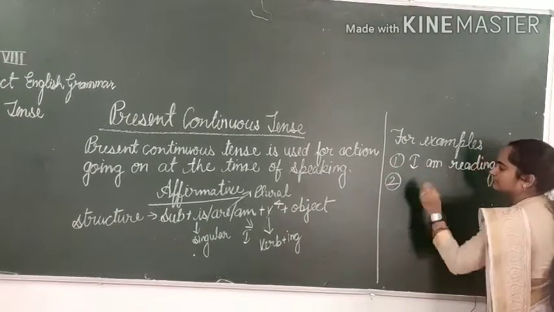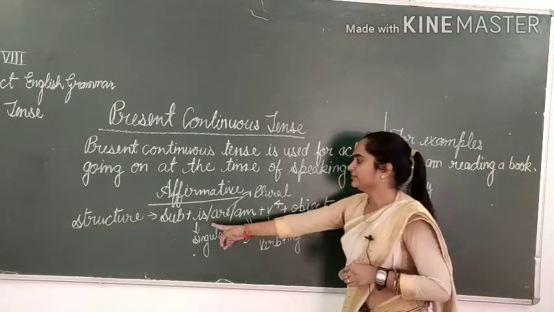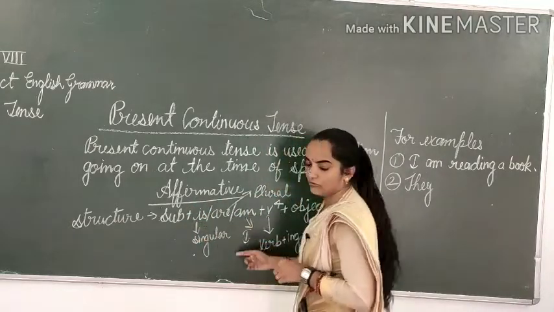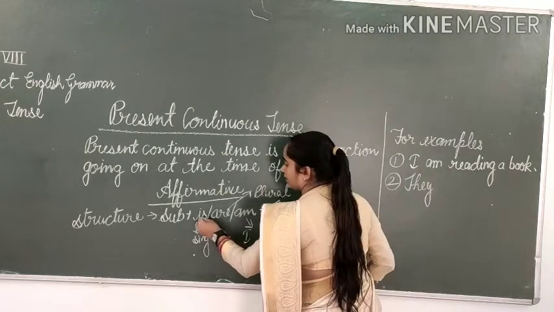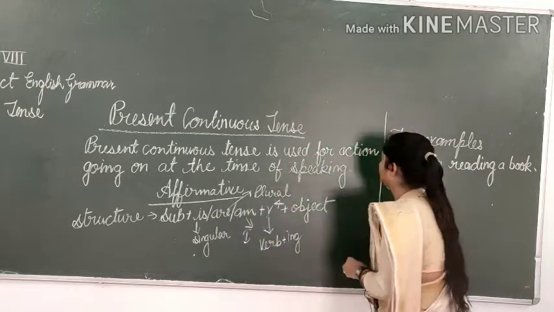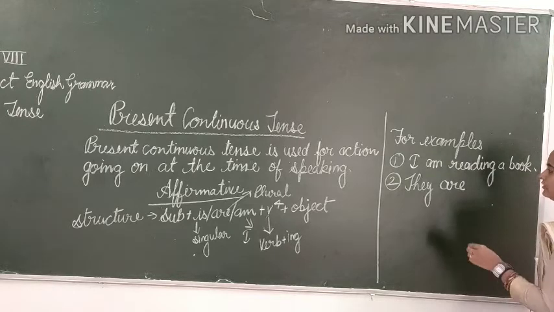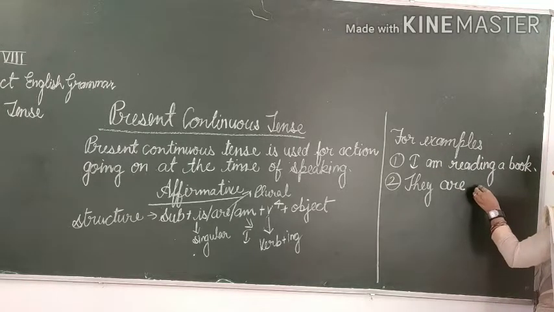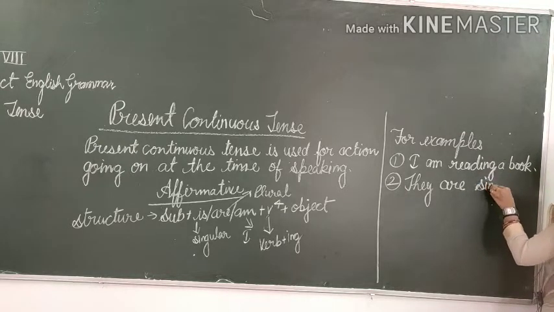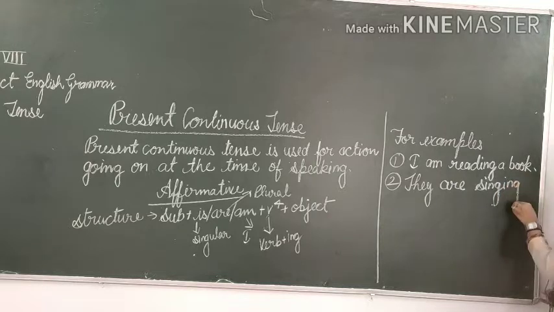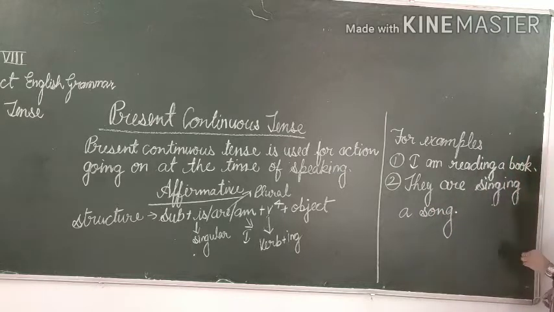Second example, they. Suppose they is your subject, so what we will take our linking verb? Is, are or am? Are, because are is used with plural subject. They are singing. What they will sing? Singing a song. I hope you have understood.